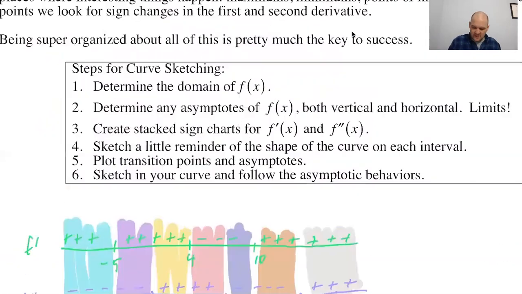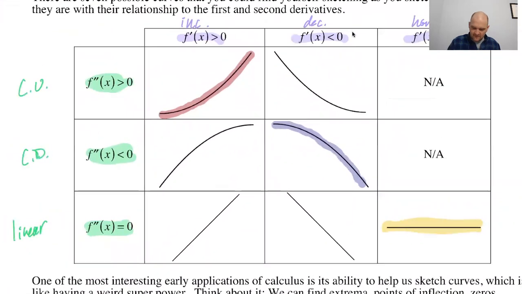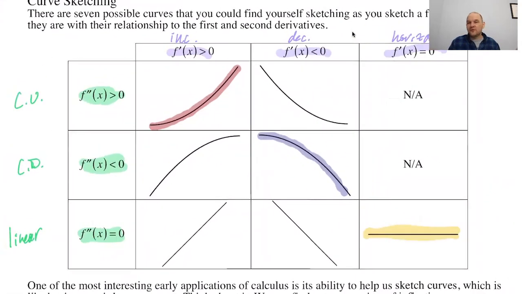So we're going to use this fact of the 7 possible curves over and over again. We're going to use stacked sign charts, and we will be able to graph almost anything as long as we can find the derivative, the second derivative, and the zeros and discontinuities of both of those. We will be good to graph.